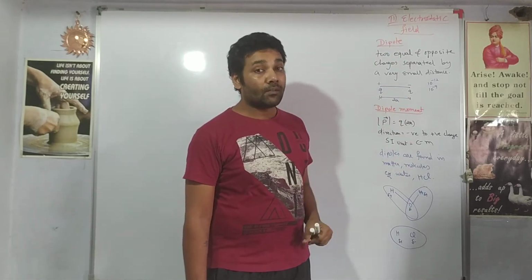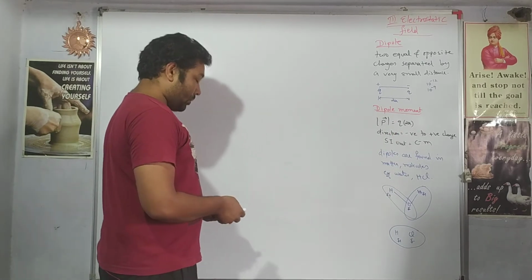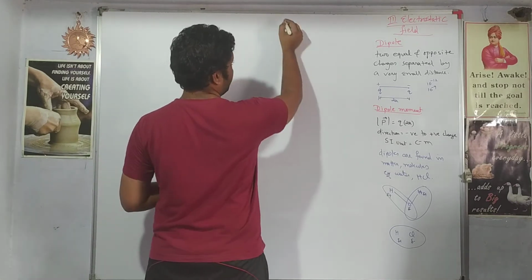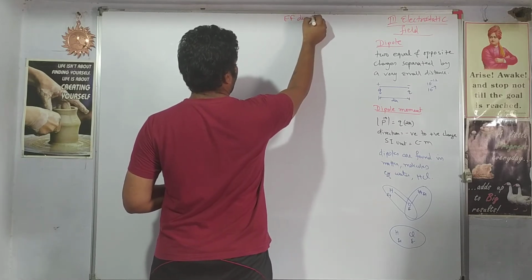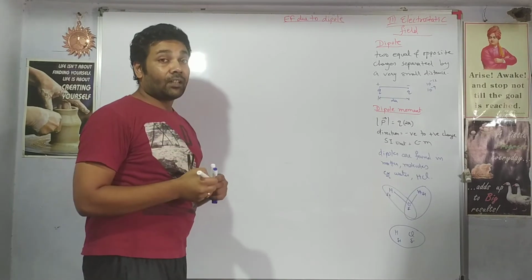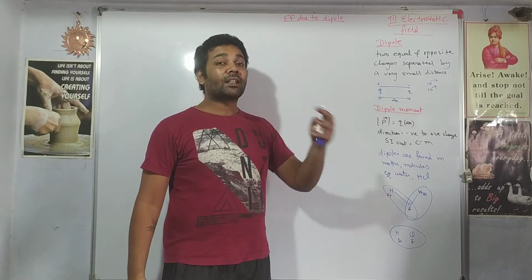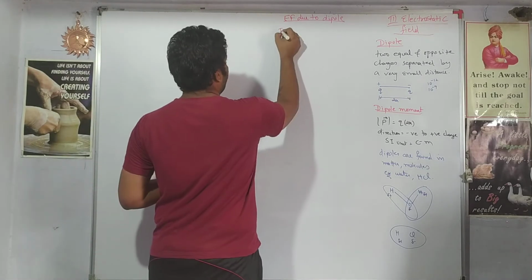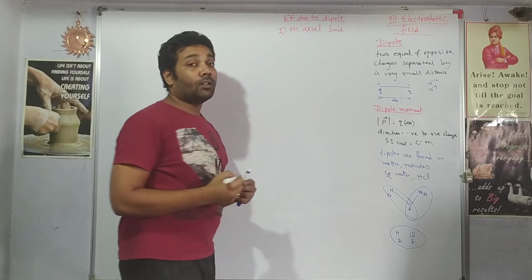What type of effect do they produce? Let us see. Regarding the dipole, the most important and the first derivation that we have is the electric field due to dipole. The electric field due to such an arrangement is categorized into two parts. The first one is electric field on the axial line, and the other one is electric field on the perpendicular line.